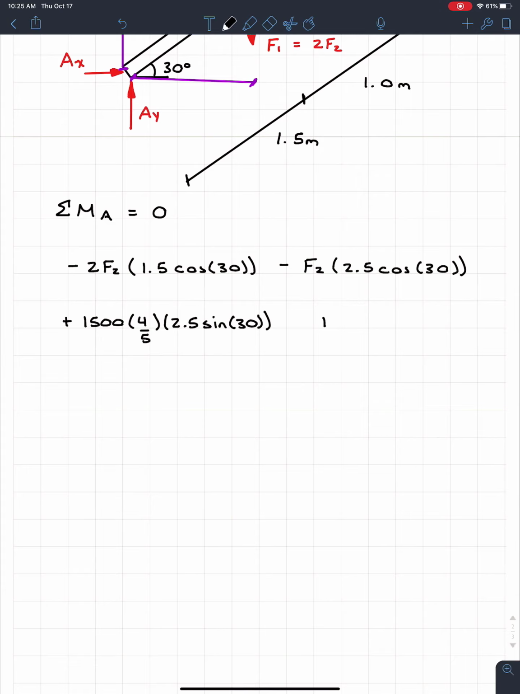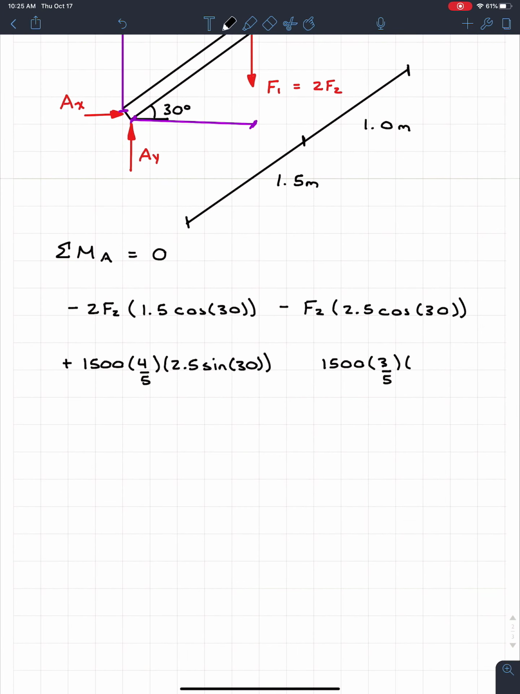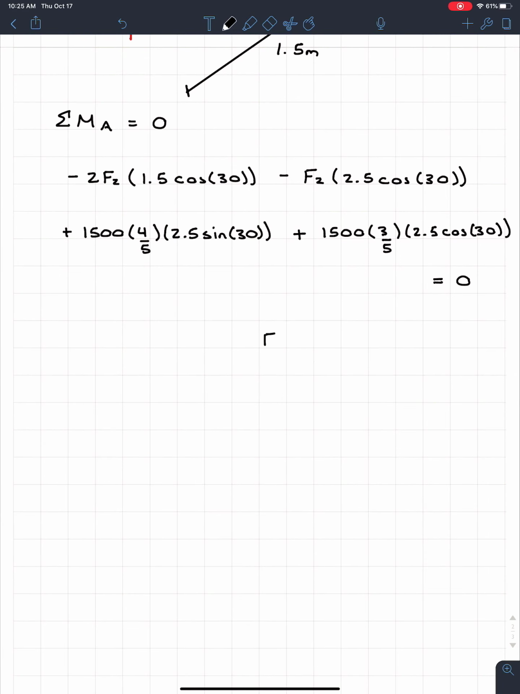And for the next one, we're going to consider the vertical component. So it's 1500 times 3 over 5. And for this distance, if we look, it's actually going to be the same as F2, which is 2.5 times the cosine of 30. And we know this is also going to create a positive moment. And all this is equal to 0. So if we look at this equation, we have one unknown, which is F2, and one equation. Very, very easy to solve. We can find out that F2 is going to be equal to 724 newtons. And that's just solving this equation.